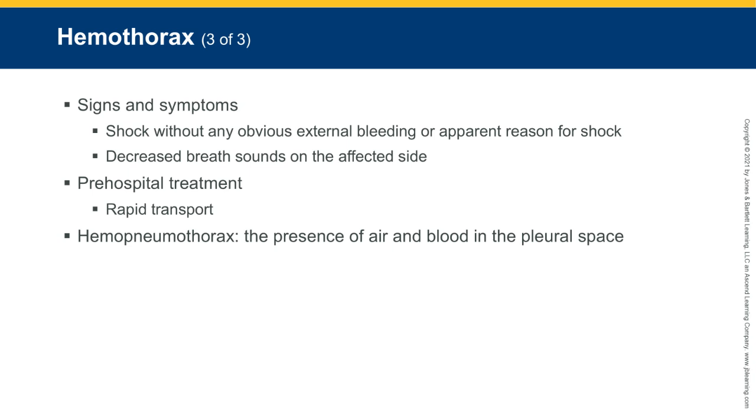Signs and symptoms of hemothorax include shock without external bleeding, decreased breath sounds on the affected side, and respiratory distress. Rapid transport is crucial for patient survival.